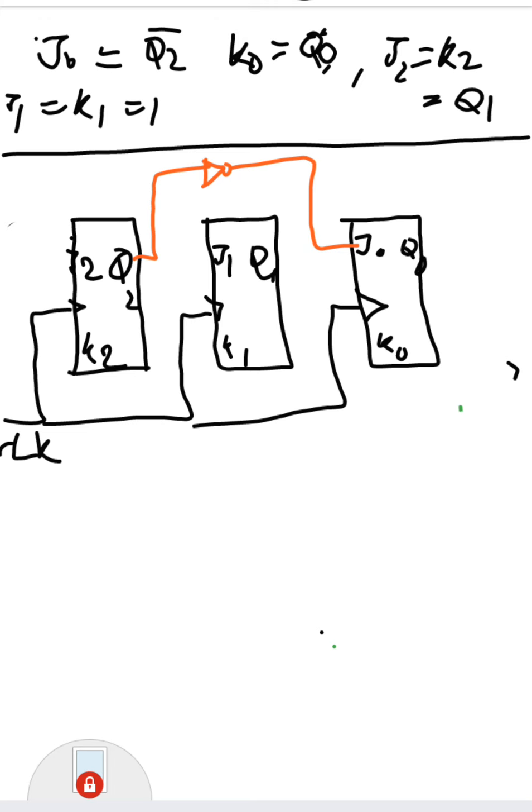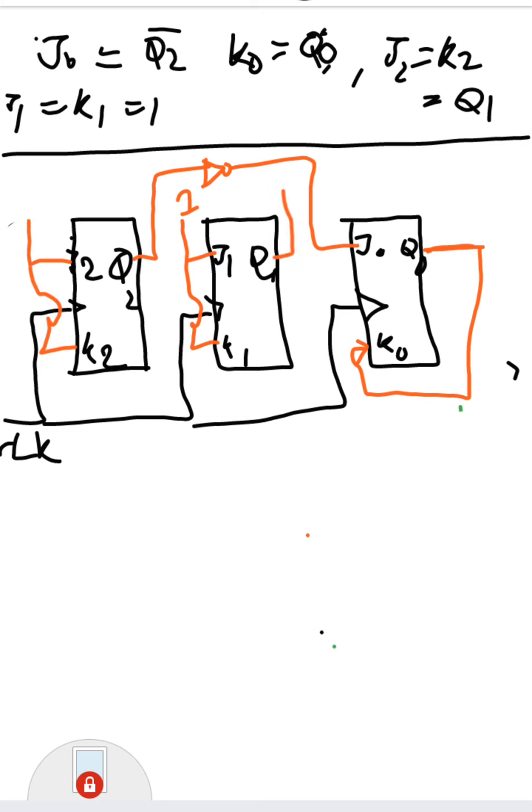K0 equal to Q0. So this K0, this is Q0. This Q0 can be connected to K0. Now J1 and K1 are 1. So take this J1 and K1 together and you can connect that J1 K1 to 1. Now J2 and K2 both are Q1. So J2 and K2 equal Q1.